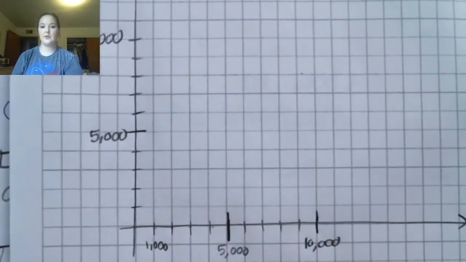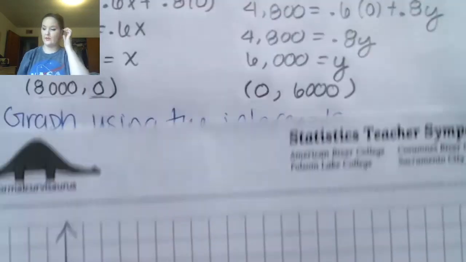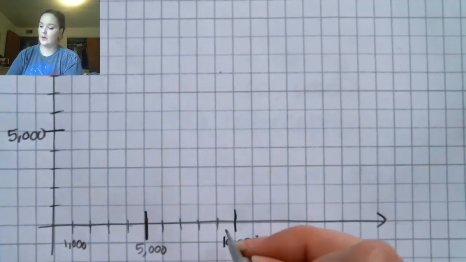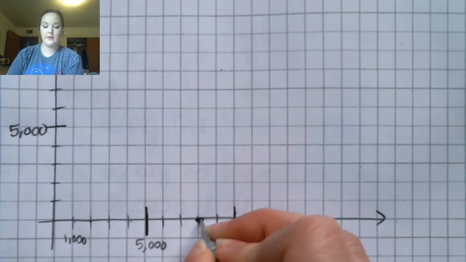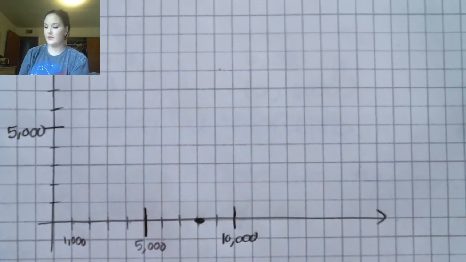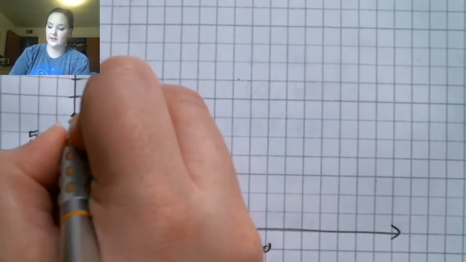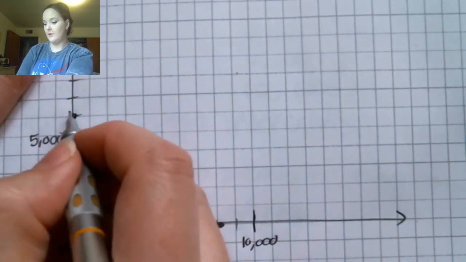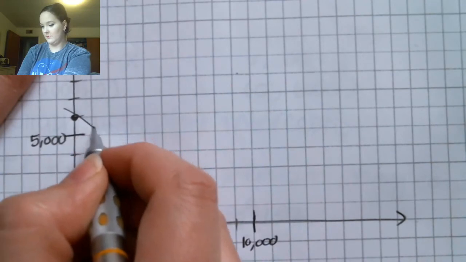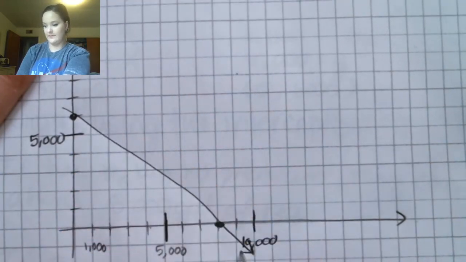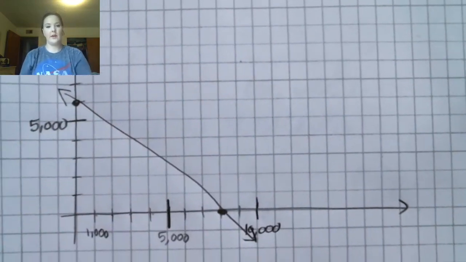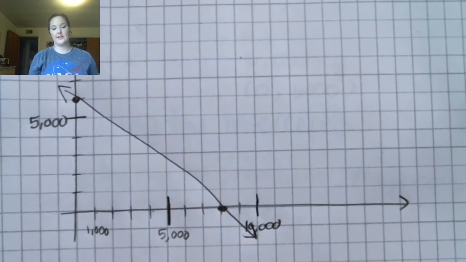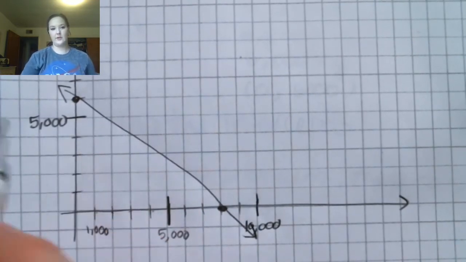Okay, and then I'm just going to graph my 2 points. The first point was (8,000, 0), so that's going to go here. And my second point was (0, 6,000), so that's going to go here. And just like any graph, I'm going to connect my 2 points with a line. So the method for graphing is the same: you just draw the 2 intercepts and then connect them with a line.